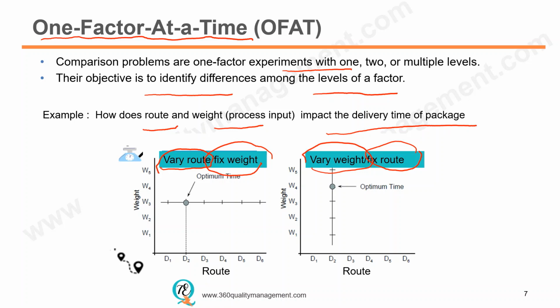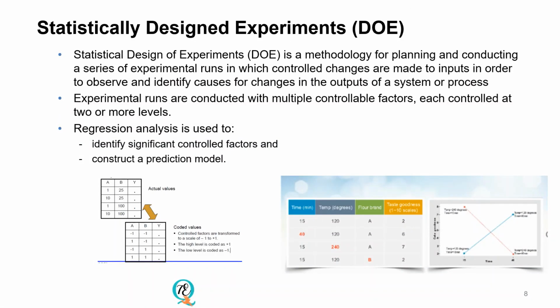We shall look at the next experiment approach, which is the best, known as design of experiments. A statistically designed experiment, or DOE, is actually a methodology of planning and conducting a series of experimentation runs with controlled changes in the inputs X in order to observe or identify how they change the outputs, or the response, or the results.